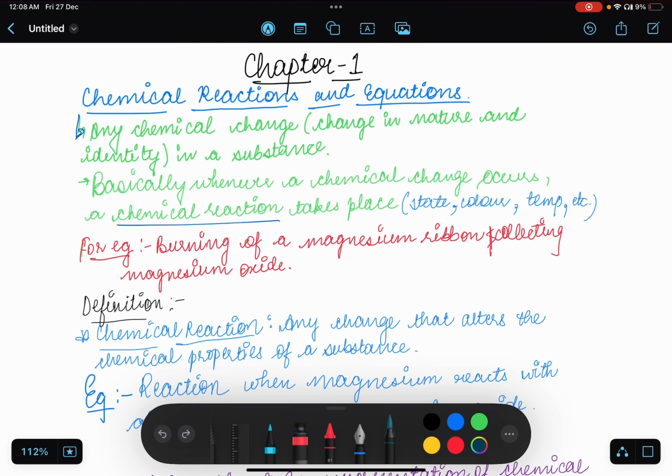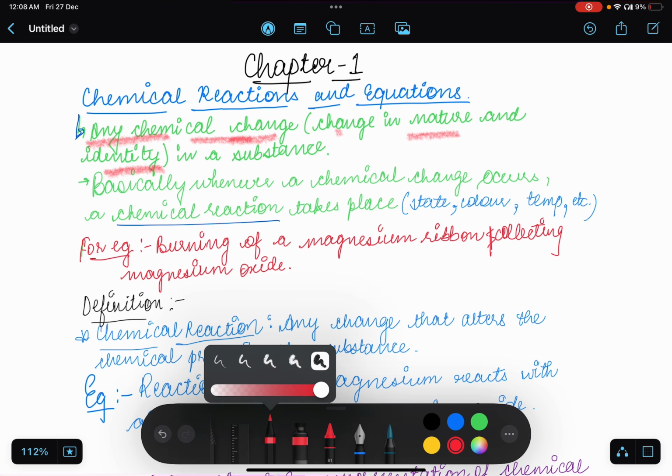Today we are going to discuss chapter 1 from the NCERT textbook, class 10th, and the name of the chapter is chemical reactions and equations. What is basically a chemical reaction? It is any chemical change. What is a chemical change? Basically a change in the nature and identity, or we can say the state, of a substance.